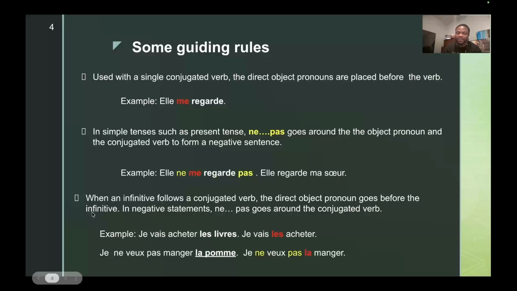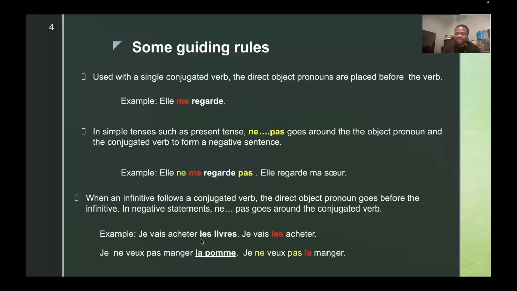All right. And another one is when an infinitive follows a conjugated verb. So it means you have two verbs. One is conjugated and one is not. The direct object pronoun goes before the infinitive. In a negative statement, ne and pas go around the conjugated verb. Let's look at what this means. The first example, je vais acheter les livres. I'm going to buy the books, or I'm going to buy books.